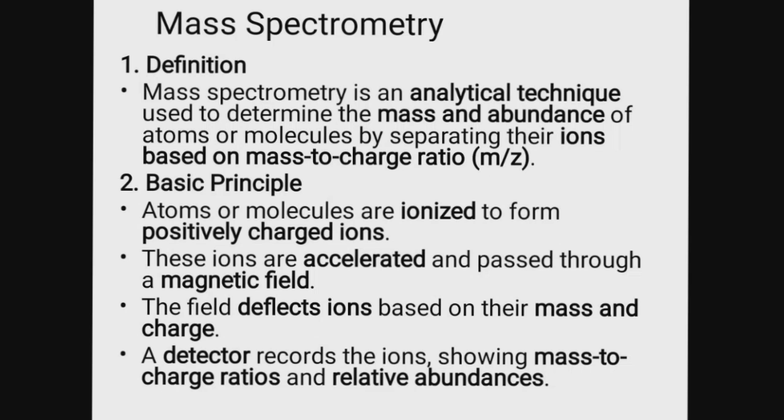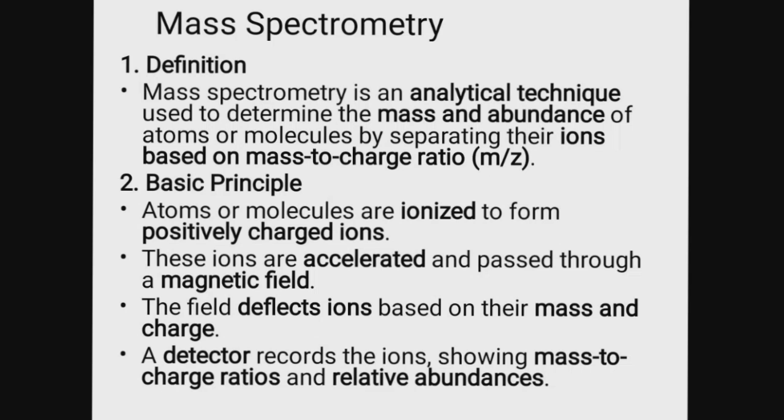The atoms or molecules are ionized to form positively charged ions. Then these ions are accelerated, or sped up, and sent through a magnetic field. The magnetic field deflects the ions based on their mass and charge, and a detector records the ions, showing mass to charge ratio and relative abundances.